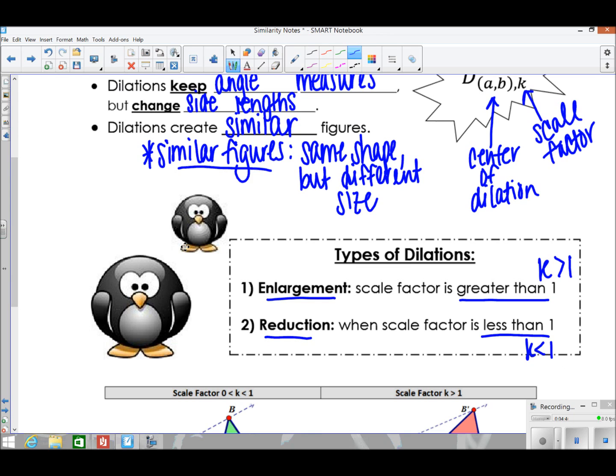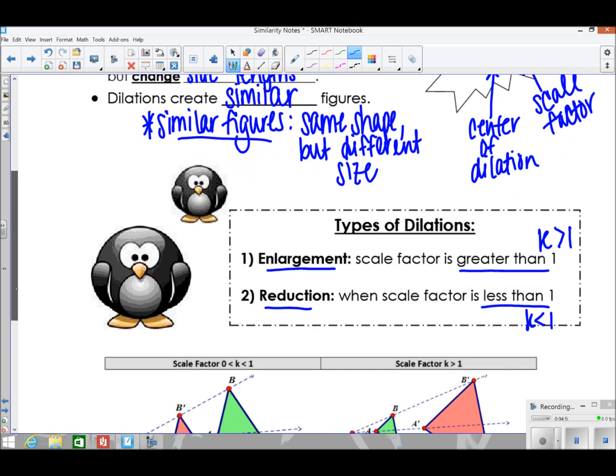So here's an example right here, these 2 penguins, of a dilation. Depending on which one I started with, if I started with the smaller one, I would say that enlargement happened. If I started with the larger one, then I would say reduction happened to get to the smaller one. That's just to show you.